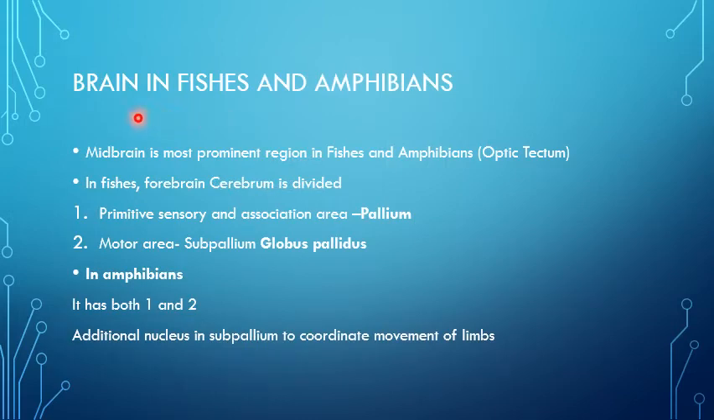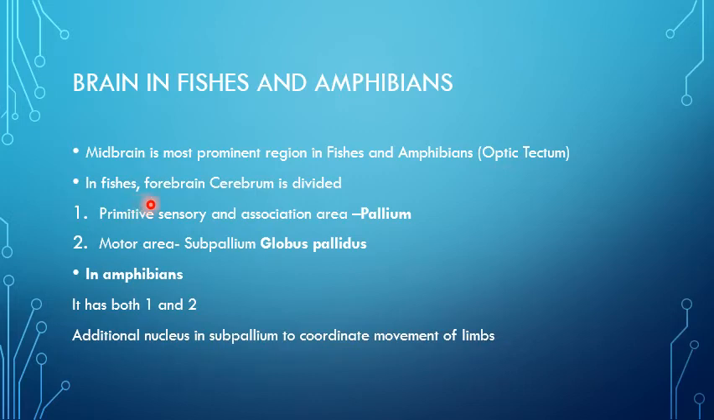Some more points about the brain in fishes and amphibians. They share very many similarities in their brain. The midbrain is the most prominent region in fishes and amphibians. As I already told you, the midbrain is divided into tectum and tegmentum, because the tectum part receives sensory information. So one part of this is known as optic tectum here, which receives the visual sensory information.